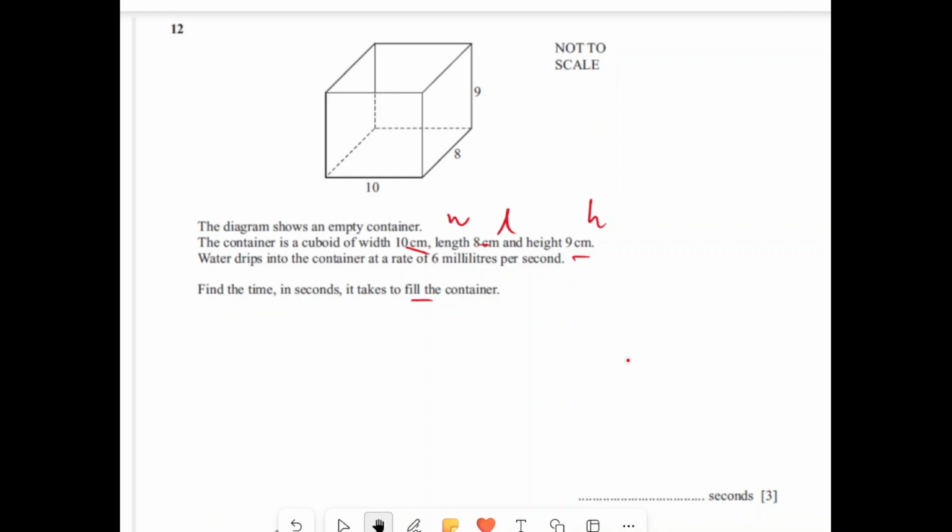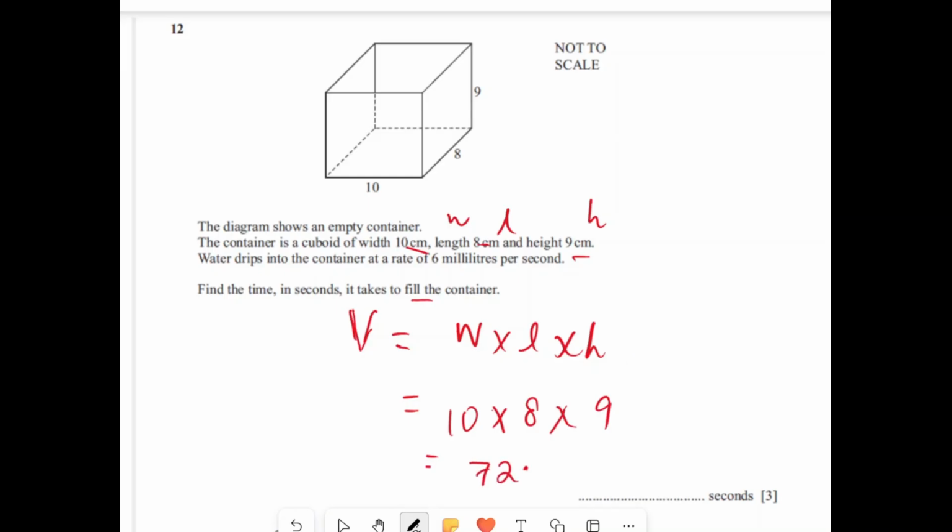We don't have the volume, so we have to calculate the volume first. We know that the volume of a cuboid is equal to the product of its width, length, and height. So 10 times 8 times 9, that will be 720. And now it is filling at the rate of 6 per second, so we will divide by 6, and it will be equal to 120 seconds.